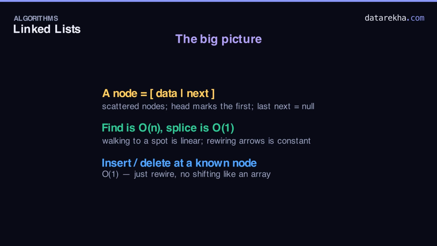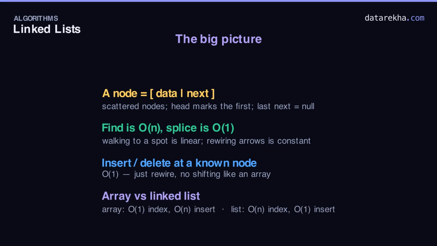No shifting a whole array, and the trade in one line. Arrays give you instant indexing but slow middle edits. Linked lists give you slow indexing but instant edits at a known spot. Pick the structure that fits how you'll use it, and the rest follows.